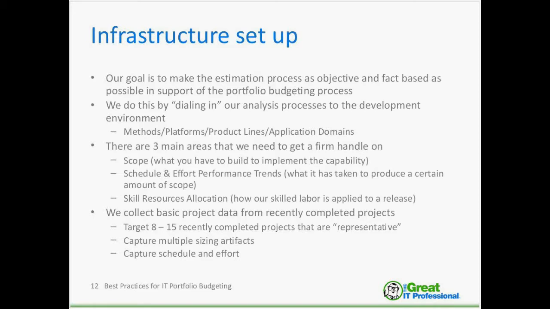To do this, we need to gather some data. Generally, 8 to 15 projects are sufficient to give us a handle on where our existing empirical performance domain is. And what we're trying to do is capture multiple sizing and scope artifacts, if possible, because these can be very useful when we're doing our very early scoping of the projects that we're budgeting in our portfolio.